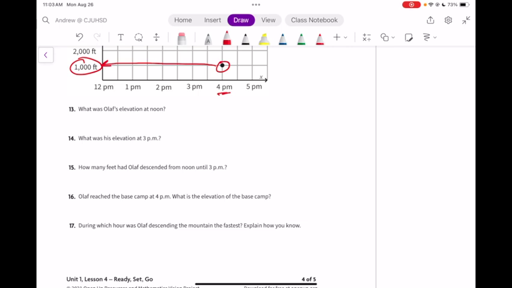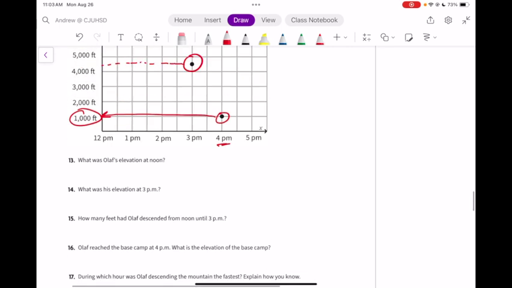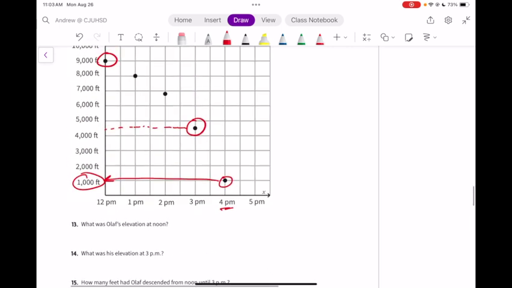During which hour was Olaf descending the mountain the fastest? Explain how you know. He was going down the fastest between 3 and 4 p.m. Because look how far down he went. He went down from 4,500 to 1,000. In 1 hour, he went down 3,500.